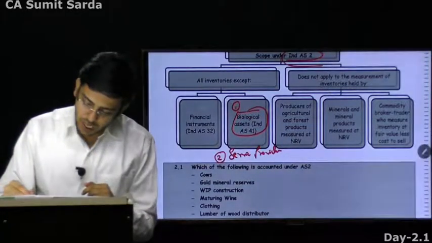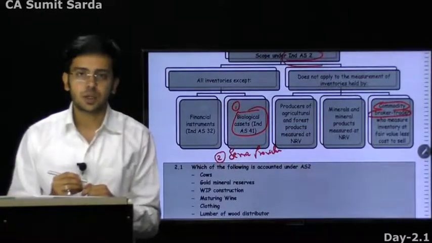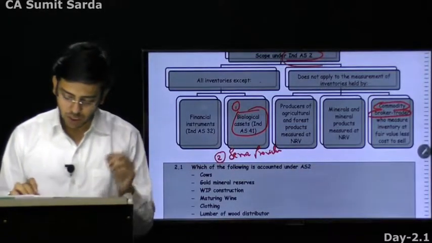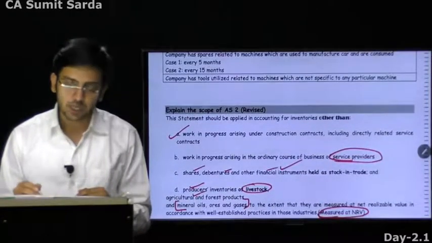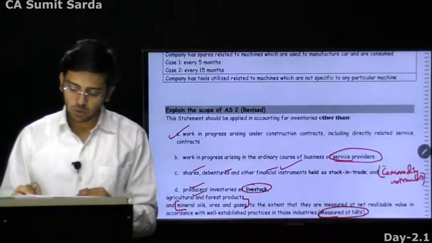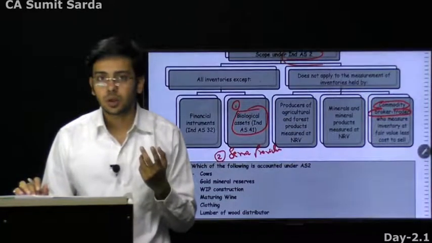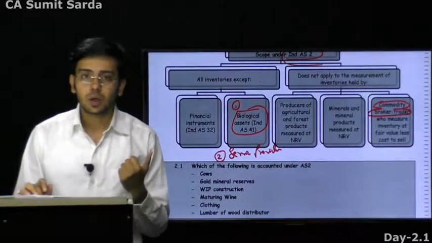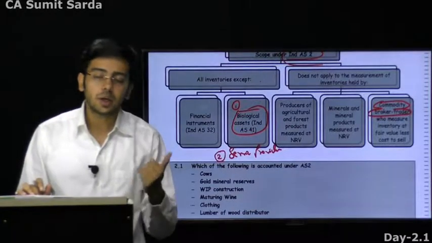Then we have this last point, commodity brokers and traders. Now we are talking about commodity brokers. Now let's see the difference. When I talk about shares, debentures and financial instruments, we haven't seen commodity instruments over here. That means those brokers who are dealing in commodity instruments, like if we are dealing in commodities like copper in trading, or commodities like gold in trading.